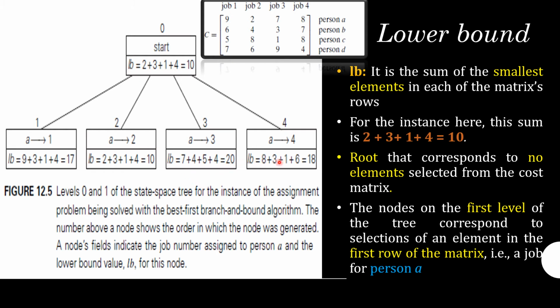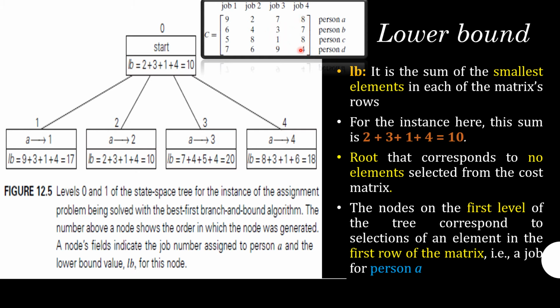Then what about the last node, the fourth node in the first level? We have to assign job 4 to person A. If I select job 4, that is 8 plus, we can select the minimal element 3 from the second row, because in the first row we have already selected the fourth element. So 3 you can select and 1 you can select.